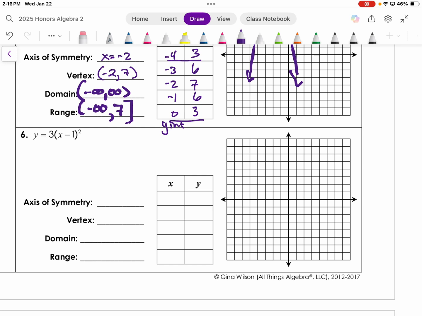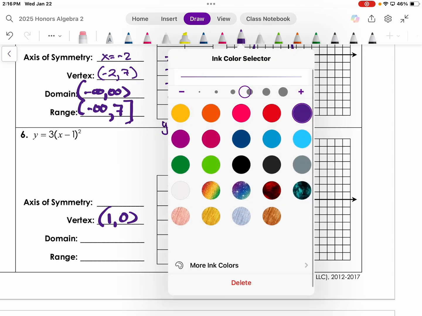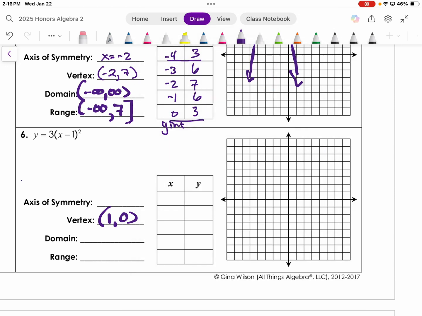All right. So vertex 1, 0. Axis of symmetry: x is equal to 1. We're going to draw that on this problem in a second. Now, I know 1, 0 goes there. Again, I can start grabbing points 0 and -1, 1 and 2.